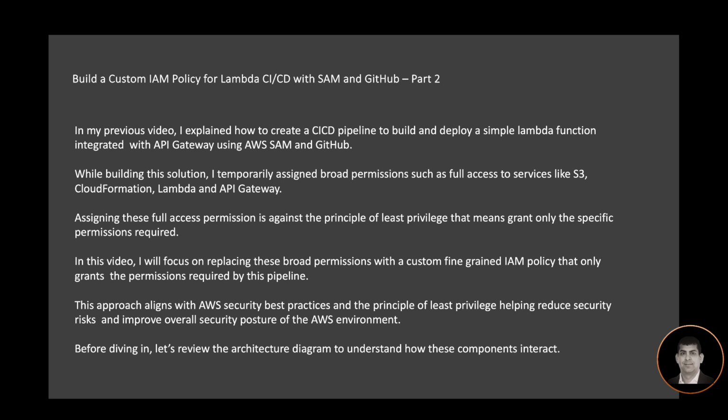In this video, I will focus on replacing these broad permissions with a custom fine-grained IAM policy that only grants the permission required by this pipeline. This approach aligns with AWS security best practices and the principle of least privilege, helping reduce security risk and improve the overall security posture of the AWS environment. Before diving in, let's review the architecture diagram to understand how these components interact.